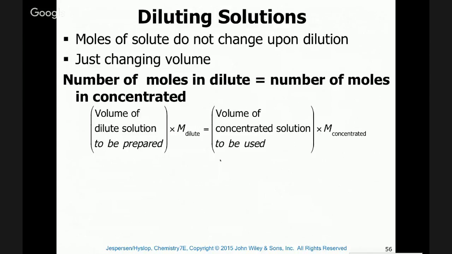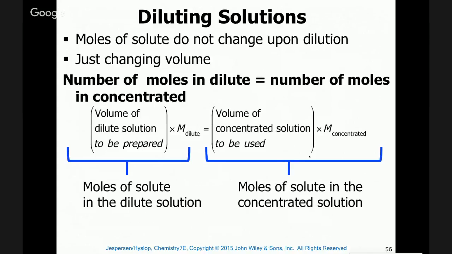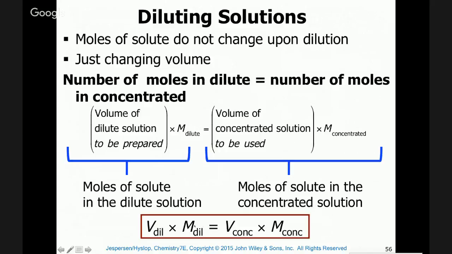So we have the volume of diluted solution to be prepared and the volume of concentrated solution to be used. Moles of solute in the dilute solution should equal the moles of solute in the concentrated solution. So M times V diluted equals M times V concentrated, because the moles stay the same.